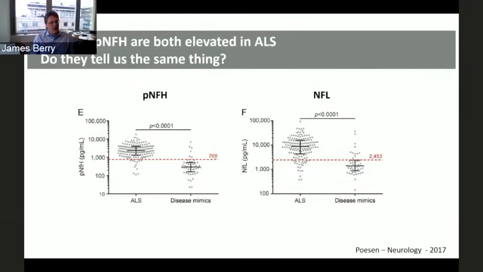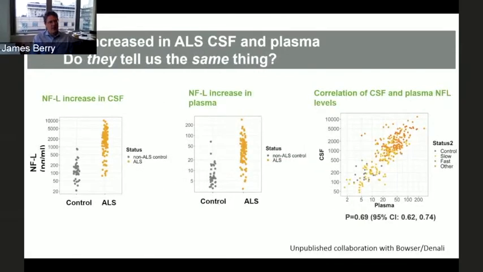Here's some data just showing that both pNFH and NFL are elevated in ALS relative to disease mimics. Note that there is overlap. It's not a clean separation. That's true of most biomarkers in ALS. Important, and I'll come to what the implications of that are in just a minute.